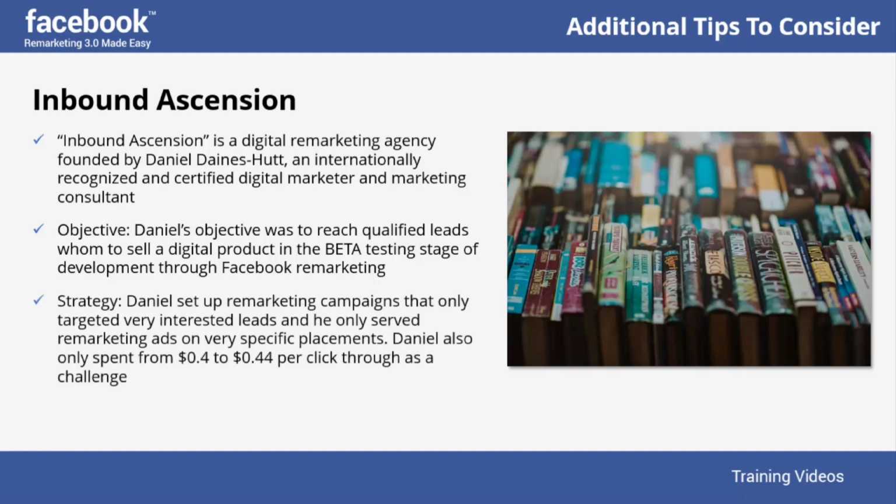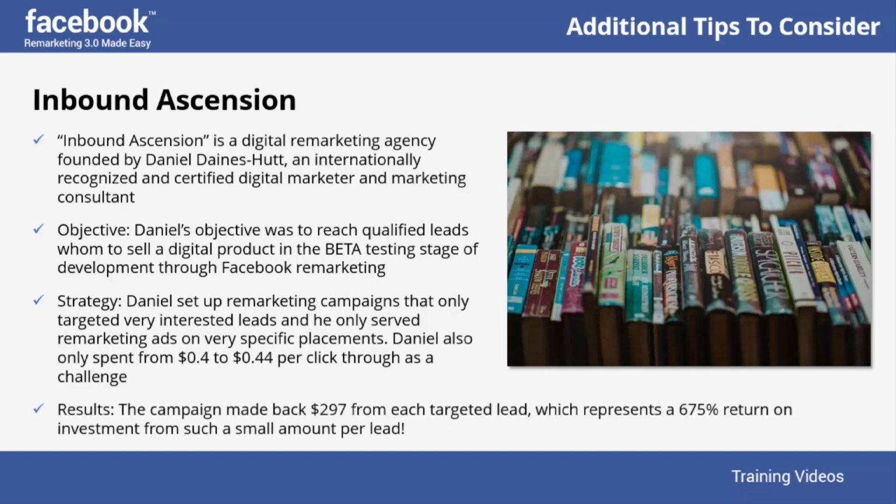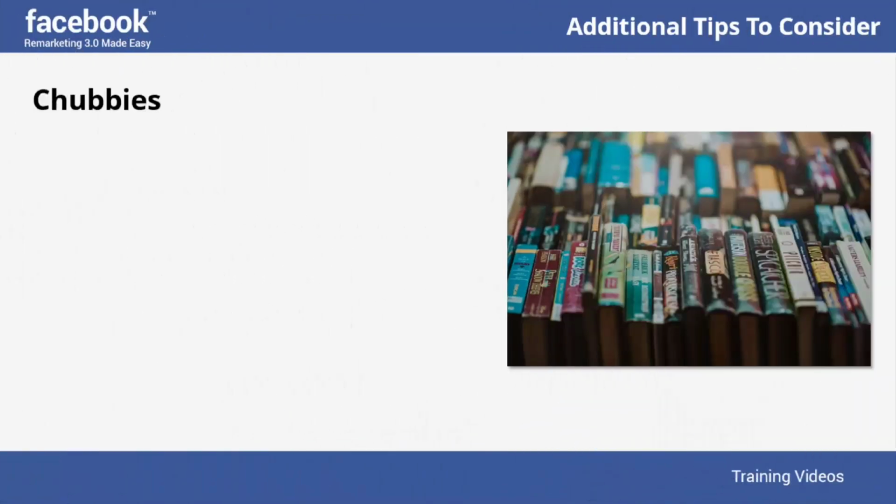Strategy. Daniel set up remarketing campaigns that only targeted very interested leads, and he only served remarketing ads on very specific placements. Daniel also only spent from 40 cents to 44 cents per click-through as a challenge. Results? The campaign made back $297 from each targeted lead, which represents a 695% return on investment from such a small amount per lead.